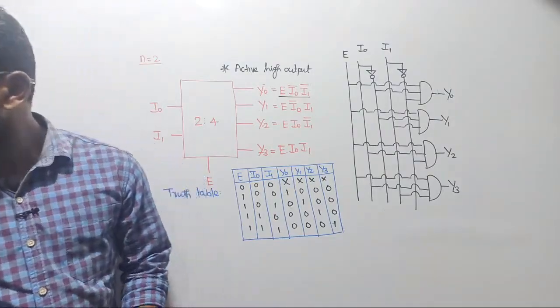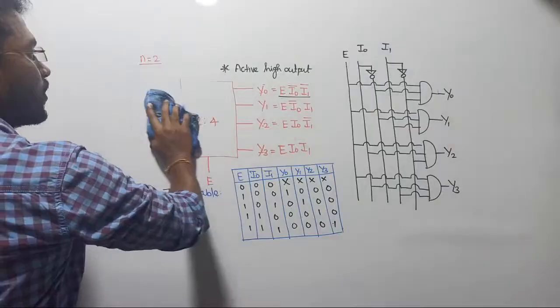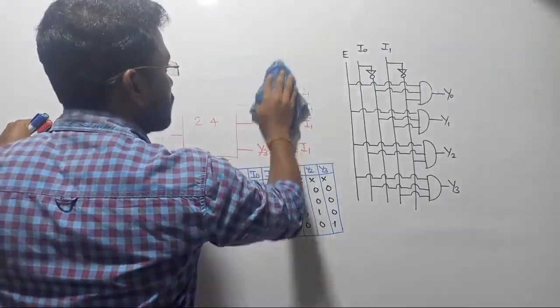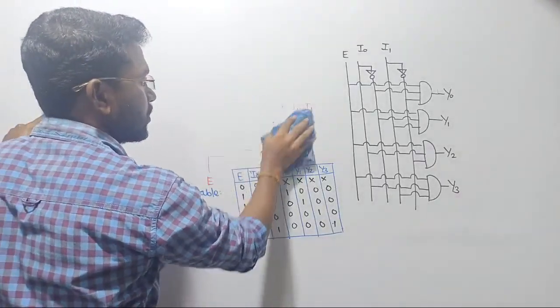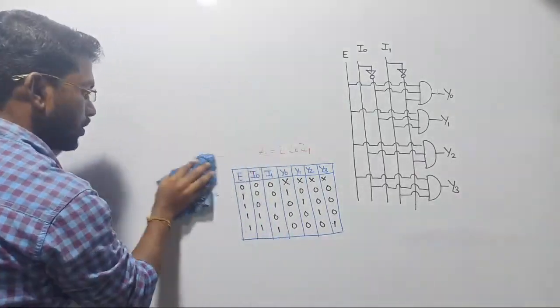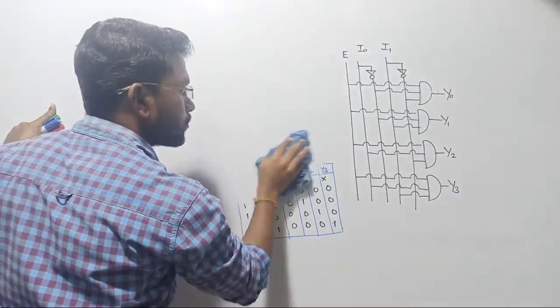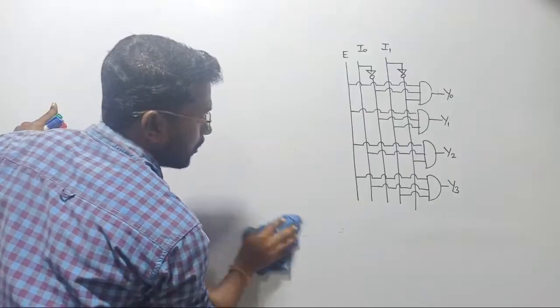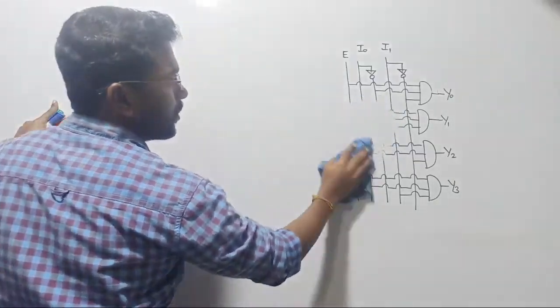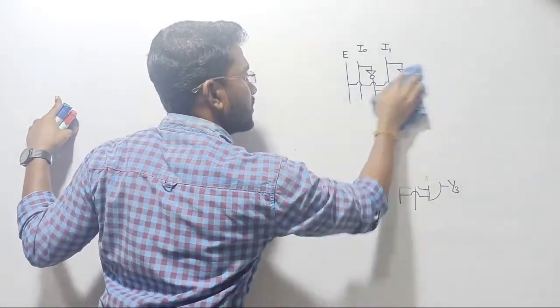Let's see the implementation of any circuit by using lower order circuits, that is, lower order decoders. That is the next question. Let's see how to do that. So let me rub this one. That is how we are decoding the data and how we are implementing it into the corresponding circuit. I hope things are clear.